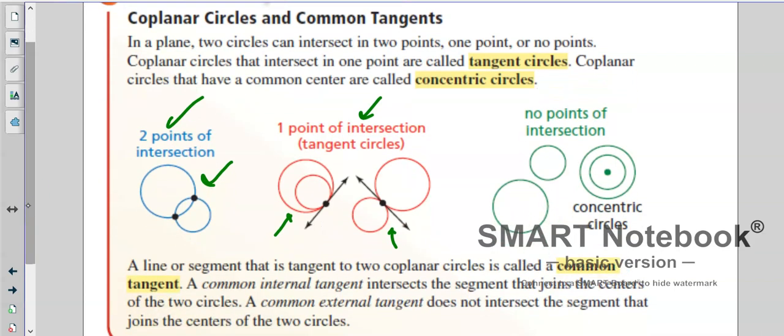And then you could have no points, where it's just two separate circles, or maybe you have a circle inside of another circle, perfectly, with the same centers. Those are called concentric circles.